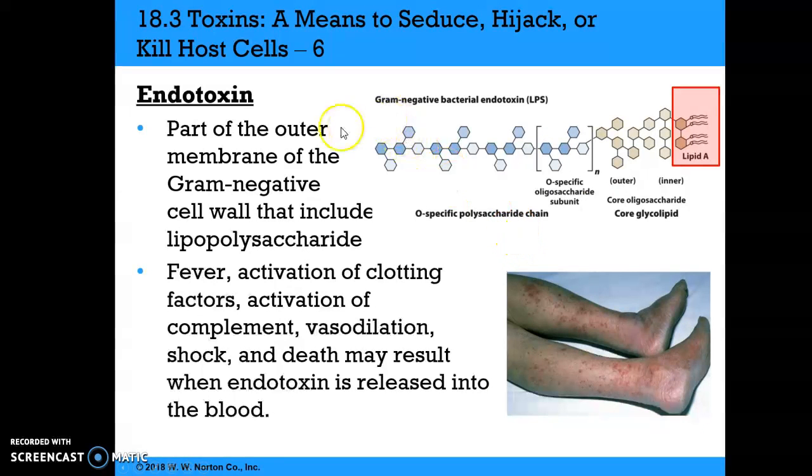Endotoxins. These are called endotoxins because they're actually part of the membrane itself of a gram-negative cell wall. And this includes the lipopolysaccharide in the cell wall. So, in essence, the bacteria itself is a toxin. Fever, activation of clotting factors, activation of complement, vasodilation, shock, death, all these can result when the endotoxin is released into the blood.